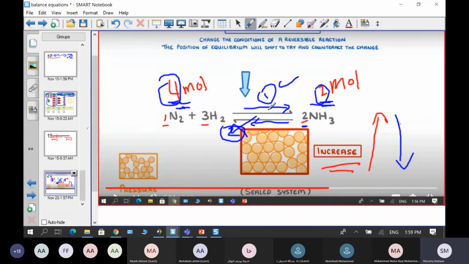So if the reaction activates itself in the forward direction, it will decrease pressure. It will move from higher moles to lower moles, and by this way it counteracts the change I have made, which is increasing pressure. So this is how the reaction responds. It counteracts the change I made. Let's erase it and start again.